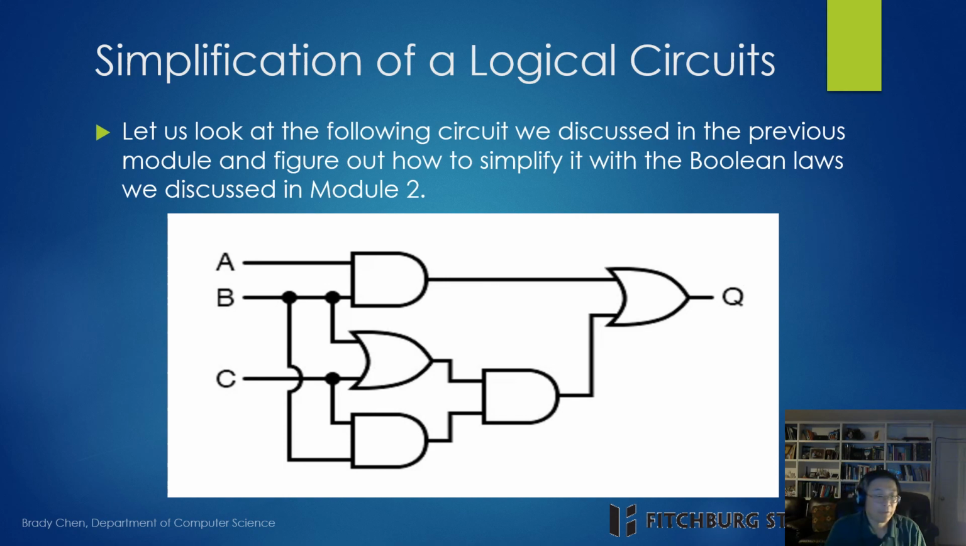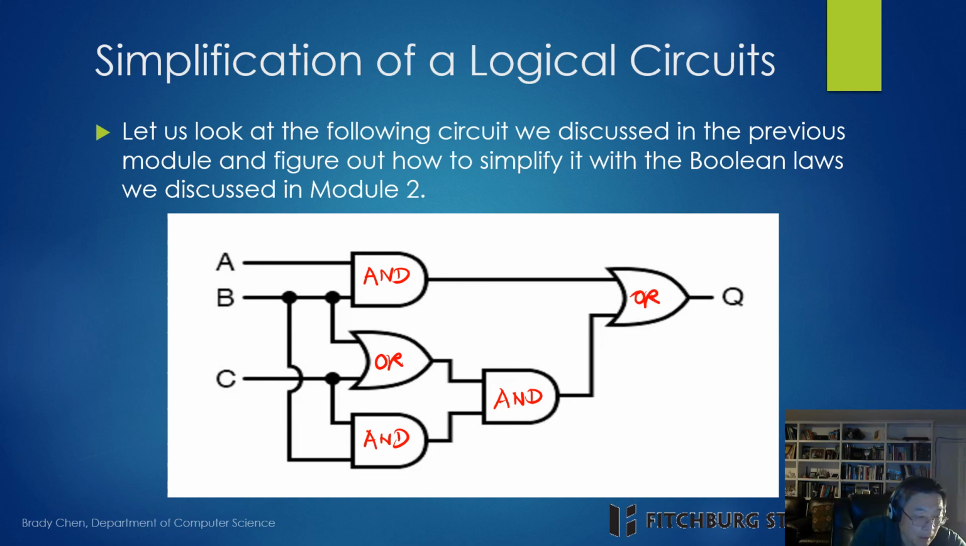So the first thing we need to do is identify all the gates. Okay, now there are 3 AND gates. Here's the one, the other AND gate, and another AND gate. And there are 2 OR gates.